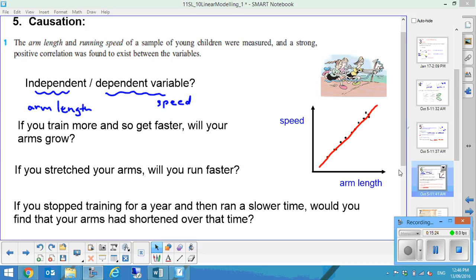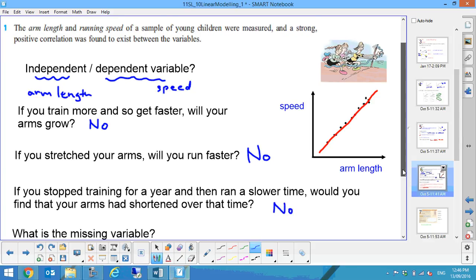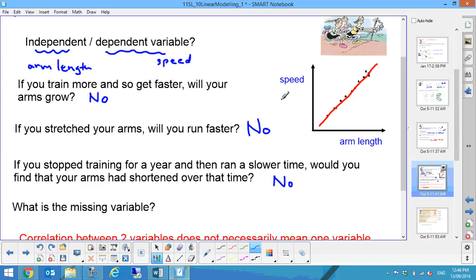So, not likely. If you train more and you get faster, I don't think your arms are going to grow. If we got someone and stretched their arms, do you think they're going to run faster? No. So, even though we do those things, we don't get an effect. It just happens to be a relationship. If you stop training for a year and so ran a slower time, would you find that your arms had shortened over that time? No. All right? So we can't say that the length of the arm causes the speed.